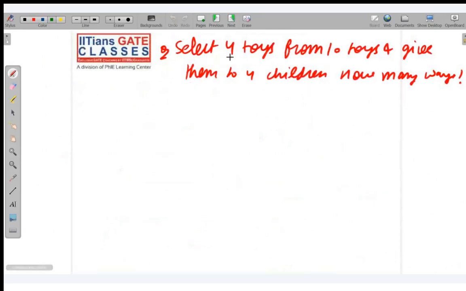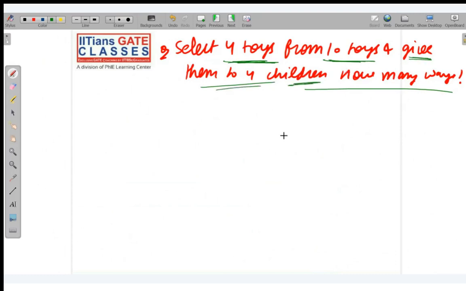Next is: select 4 toys from 10 toys and give them to 4 children. How many ways? What I want to say is, we want to select 4 toys from the 10 toys, and we want to give them to 4 children. So how many ways will be there? Since I have used the word select, you will say okay, 4 from the 10. So select 10 from 4. Sorry, select 4 from 10.